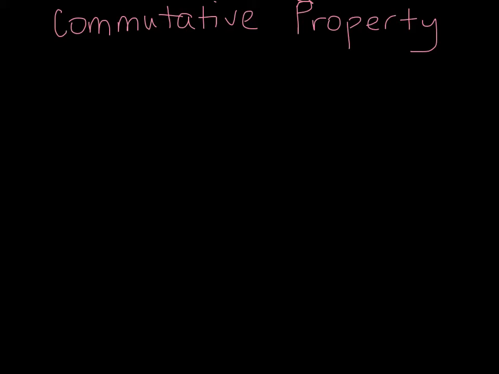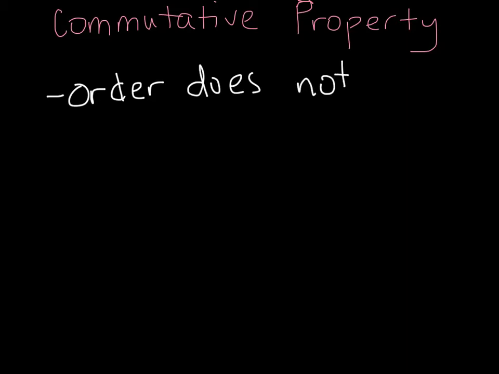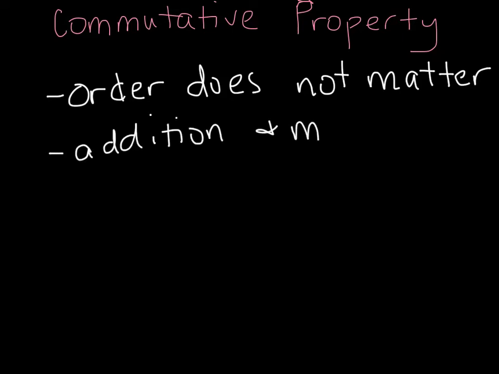If we remember correctly, our commutative property tells us that the order does not matter. And our commutative property works for addition and multiplication. It does not work for subtraction or division. Remember, in those two operations, the order matters.